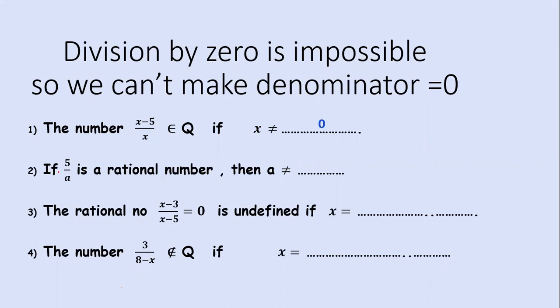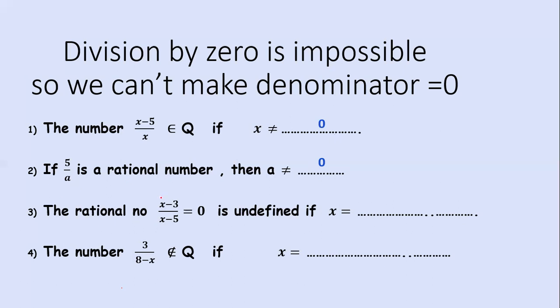Number 2, if 5 over a is a rational number, then a is not equal to what? Note that a is in the denominator and we can't put a equal to 0. So a is not equal to 0.